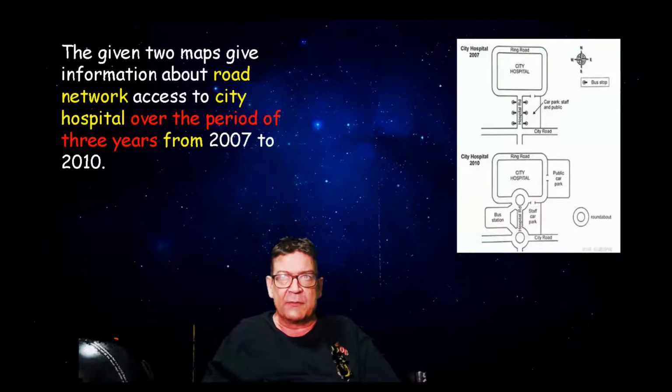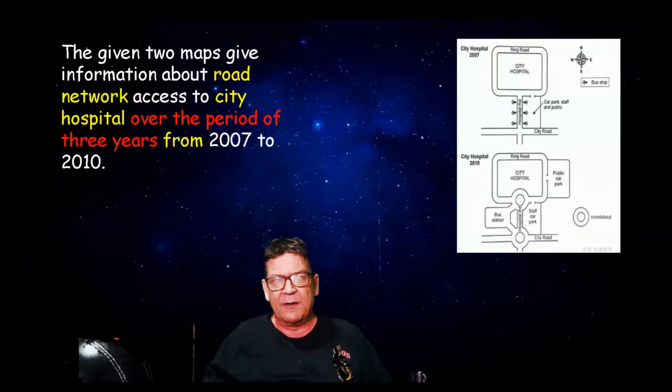All right, the given two maps give information about road network access. I really wanted to see the instructions that came with it, to see first of all if you paraphrased or copied. Does it say road network access? How many roads go into this hospital? One. Is that a network? There's just one road. Road network access to City Hospital.